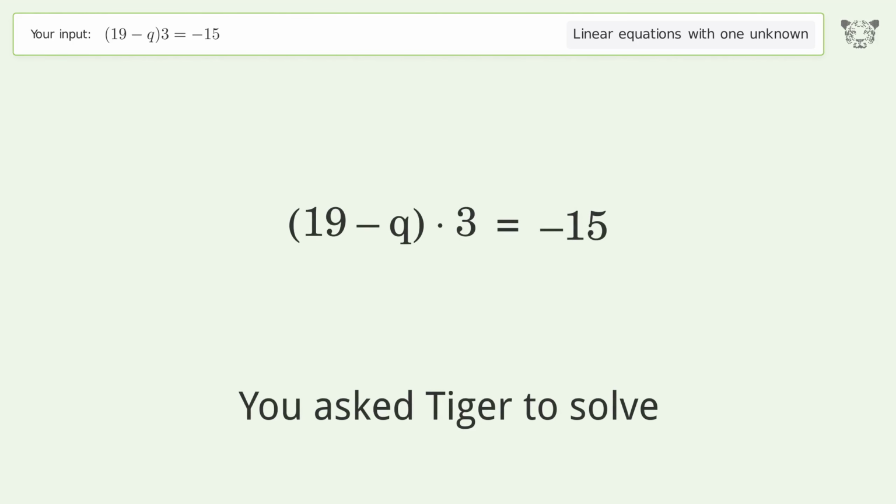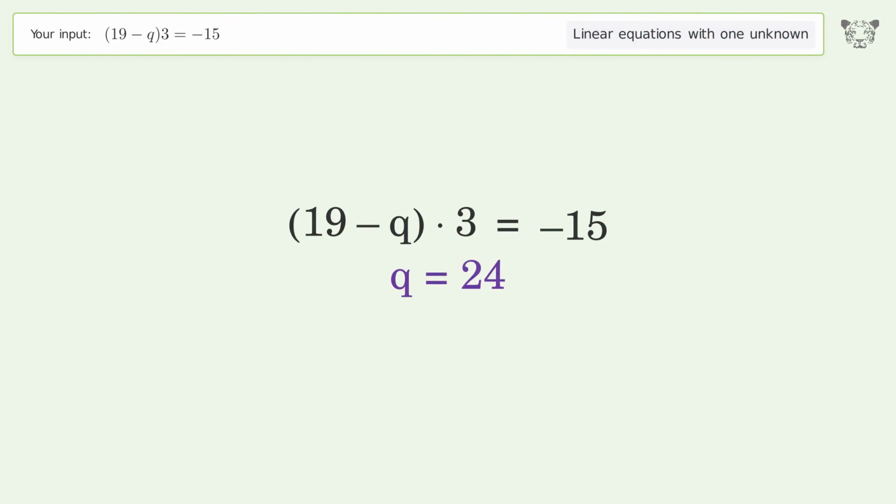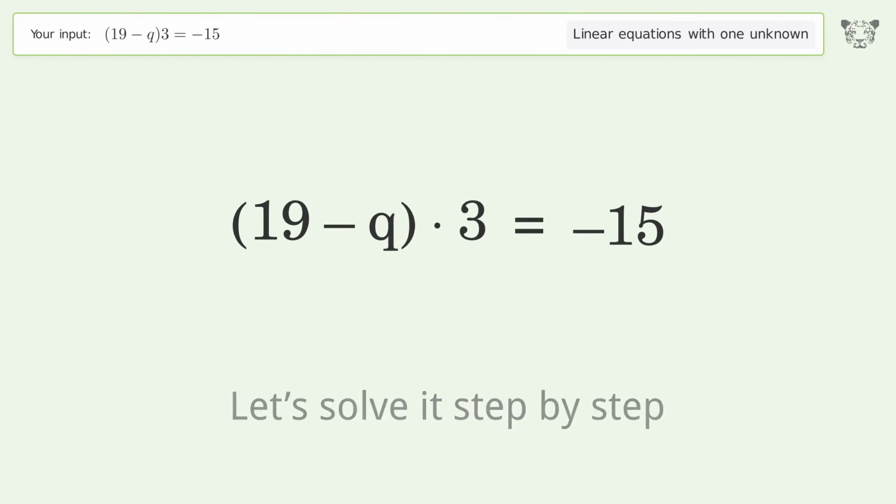You ask Tiger to solve. This deals with linear equations with one unknown. The final result is q equals 24. Let's solve it step by step.